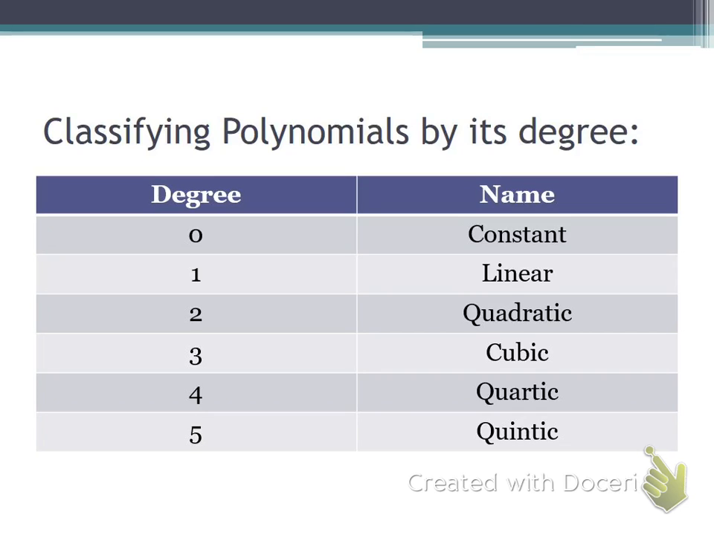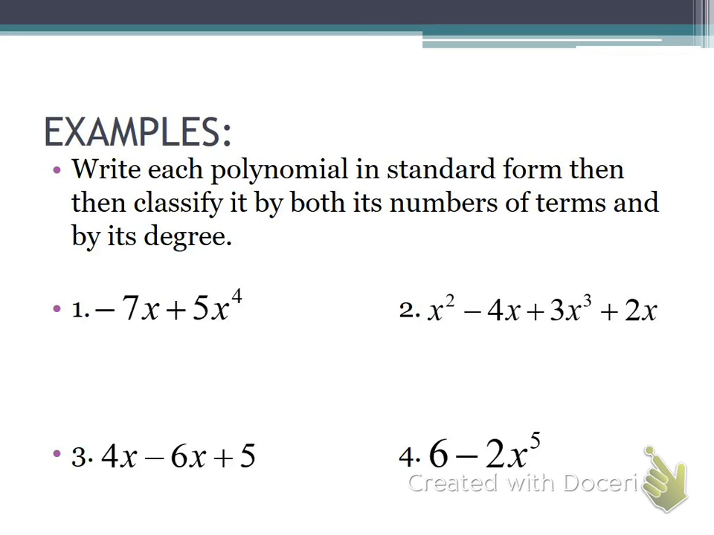Quintic. I don't know, they kind of sound a little similar. On all of these examples, we want to first write it in standard form, then classify it by both its number of terms and by its degree. So we've got 3 different things we have to do on these. Put it in standard form, classify by the number of terms and by the degree.